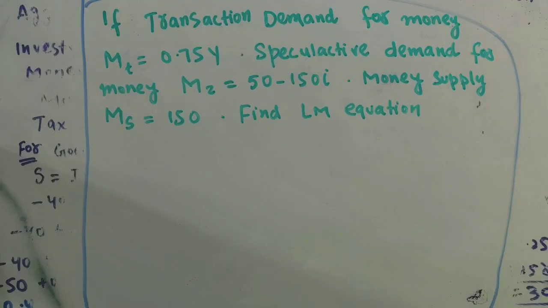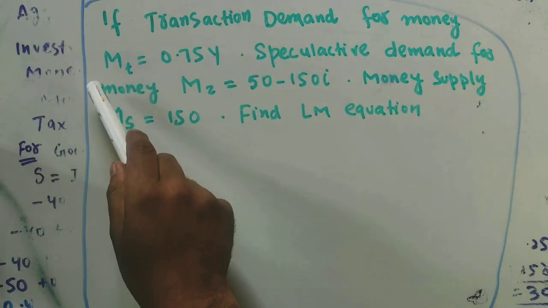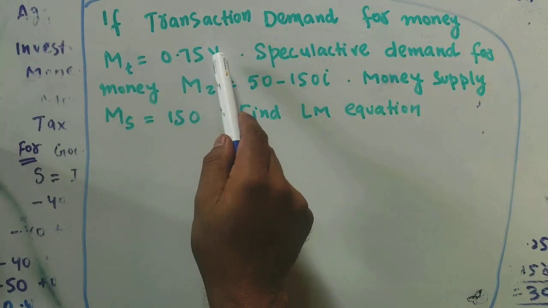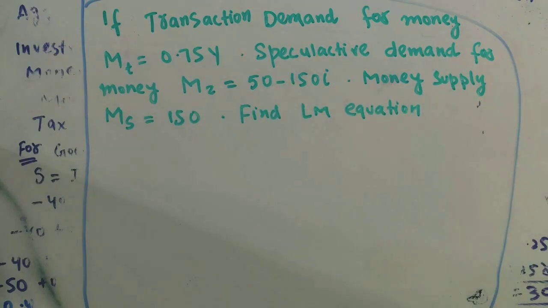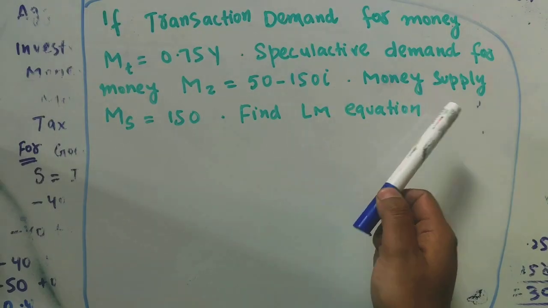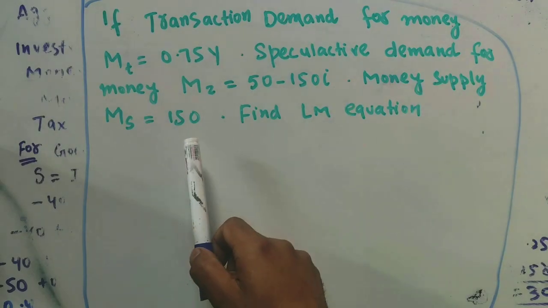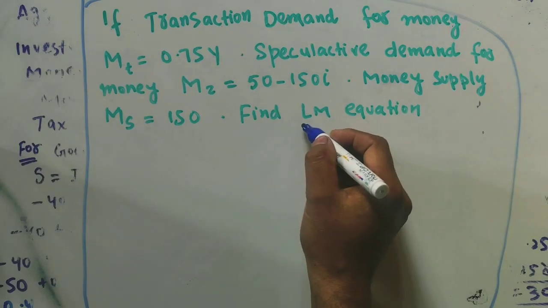In this video, we will learn how to find out the LM equation from the transaction and speculative demand for money. The question is, if transaction demand for money, that is MT, is equal to 0.75y, and speculative demand for money, MZ, is equal to 50 minus 150I, where I denotes the rate of interest, and also we are being told money supply is given as MS, which is 150, we need to find out the LM equation.